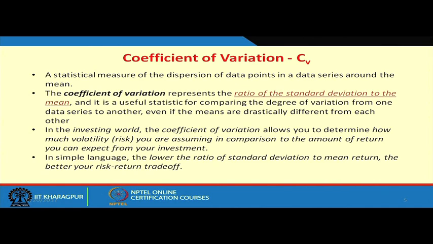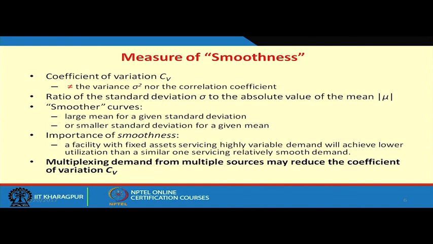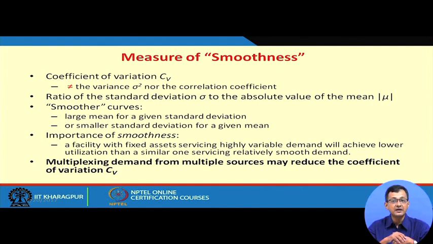In simple language, the lower the ratio of standard deviation to mean return, the better is your risk-return trade-off. I can have more smoothness in the curve, and that is important. It is a sort of measure of smoothness. If it is a very variable load with a lot of peak and non-peak periods, then I am in much bigger trouble in measuring how things will behave. If it is a smoothed-out load, then I am in a much better position to do that.